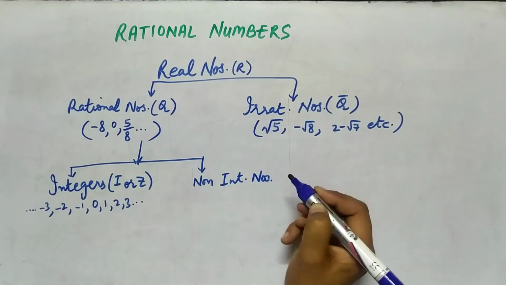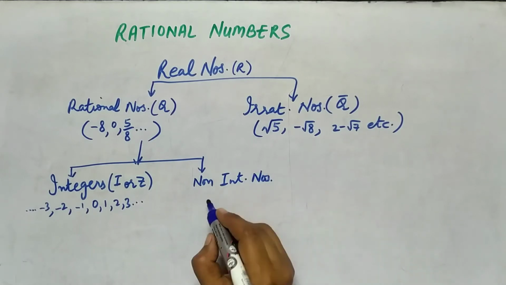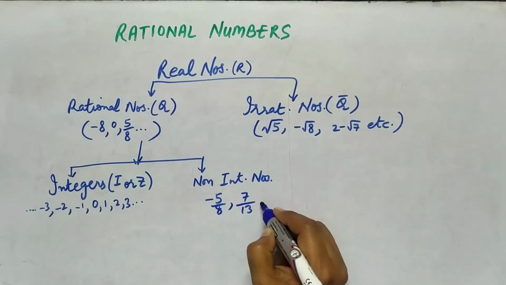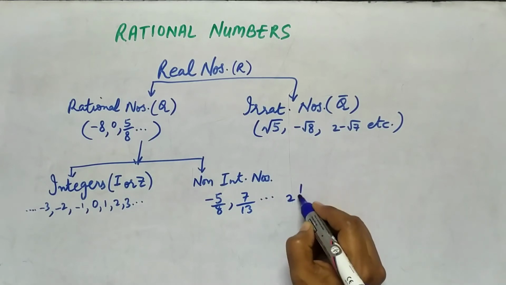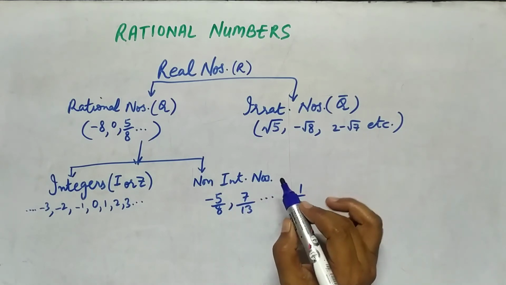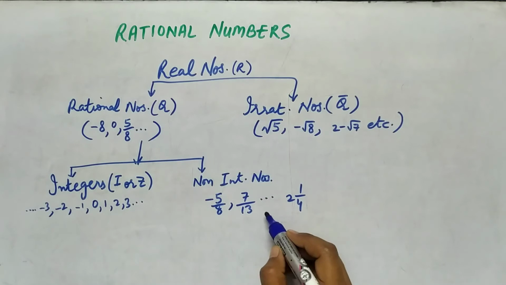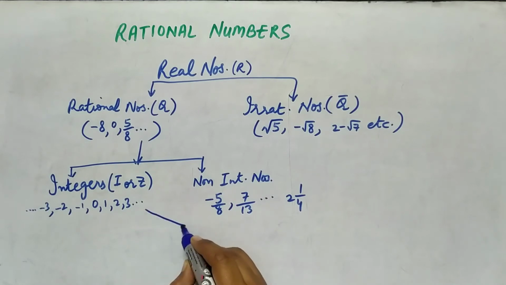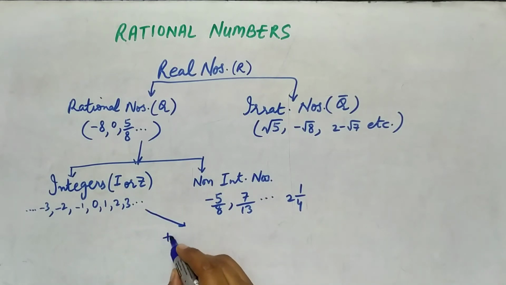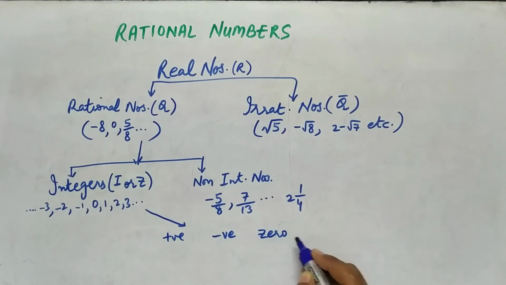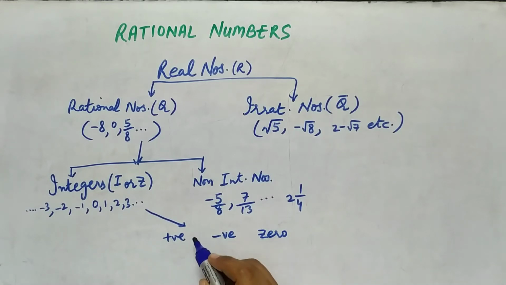numbers. They can be fractions, 5 upon 8, 7 upon 13, etc. It can be a mixed fraction also, like this. These are all non-integers. An integer is a complete number. Non-integers are fractions. Now, integers we know are of three types: positive integers, negative integers, and 0. They are all integers.